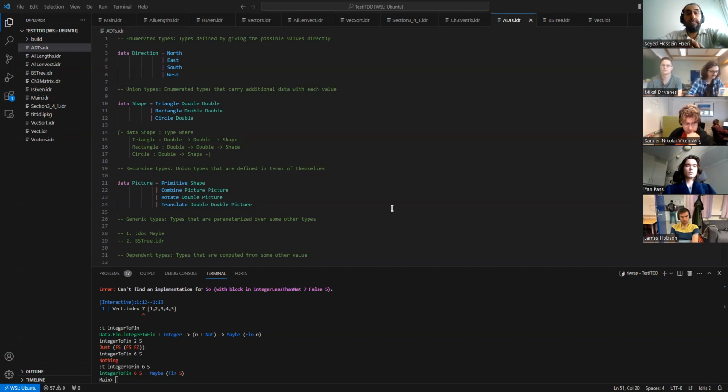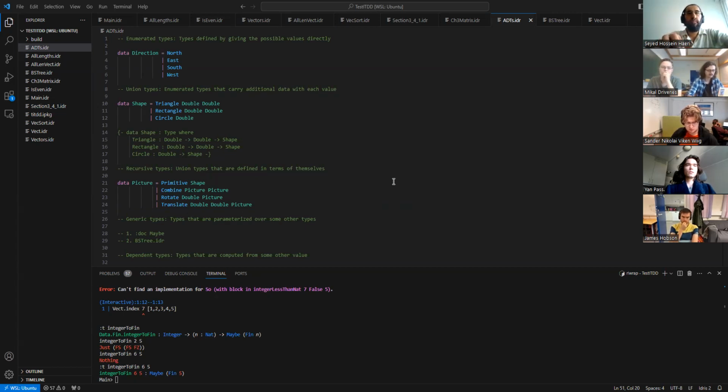Now, today's session will be on data types, algebraic data types. And given that you guys are Haskellers already, I will just flash through it and try to make it as quick as possible to where things get different from Haskell.